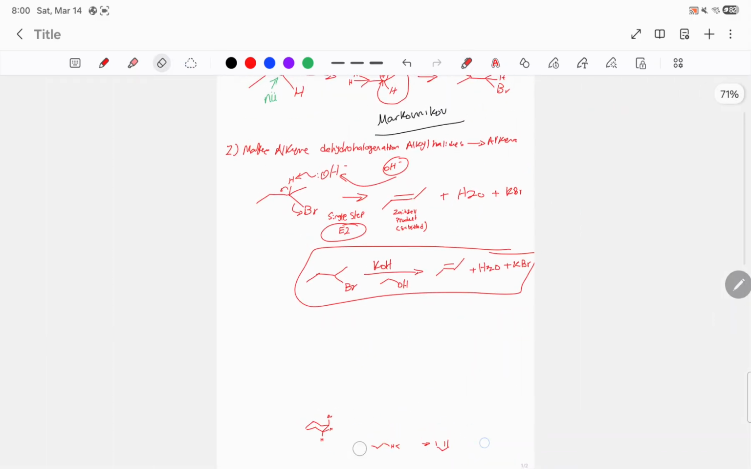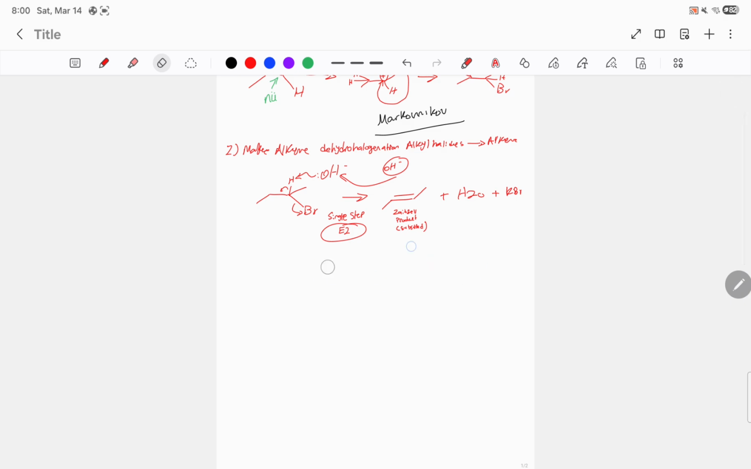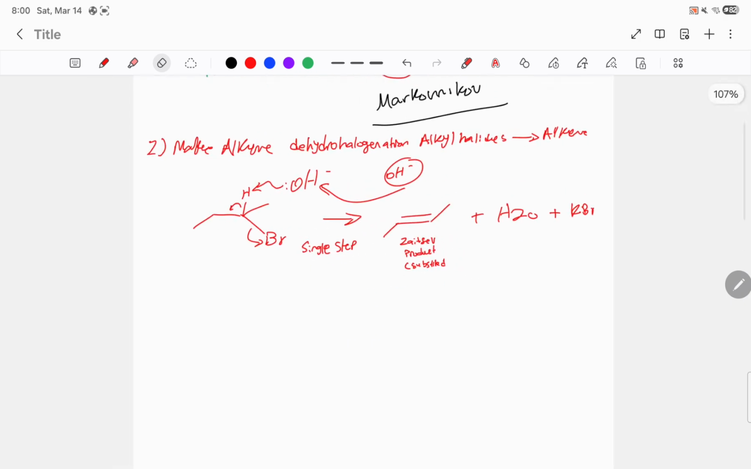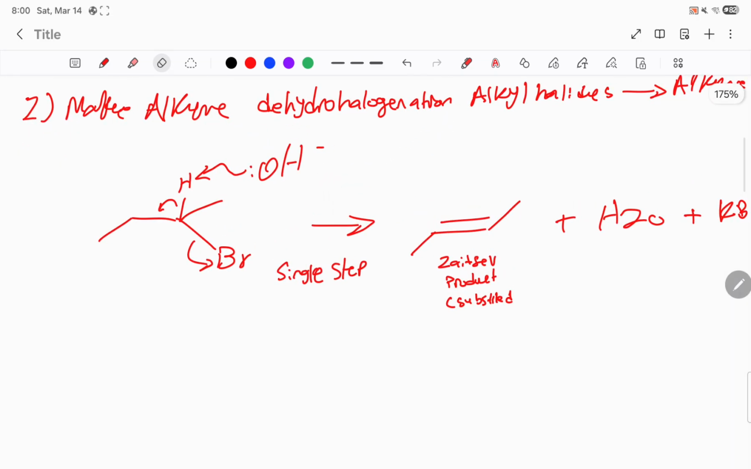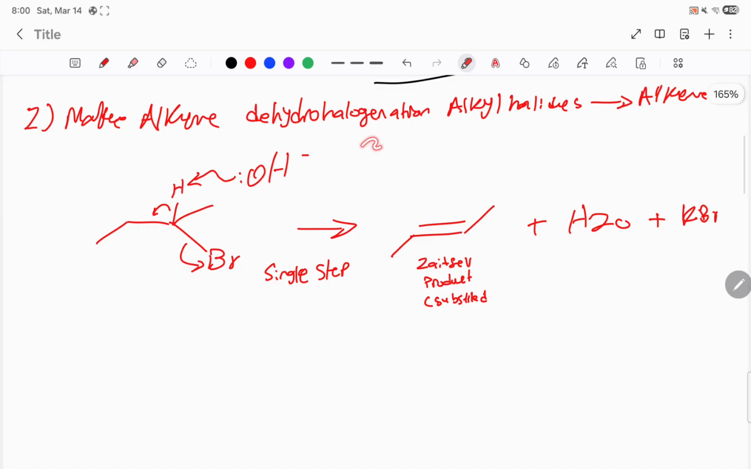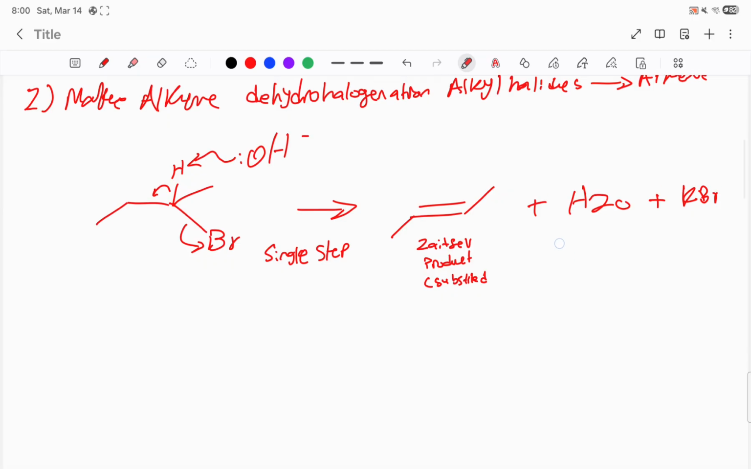So let's erase all of this, and just to reiterate one more time, this is what we would call a dehydrohalogenation reaction, and it is an elimination reaction. And depending on the substitution pattern, whether secondary or primary, we will have an E2 mechanism. If it is tertiary, under acidic conditions, we will have an E1 mechanism. Again, we'll dig into this a little bit later.